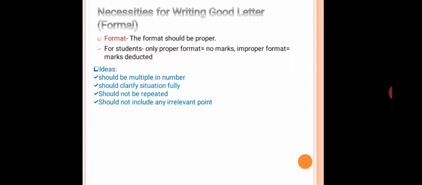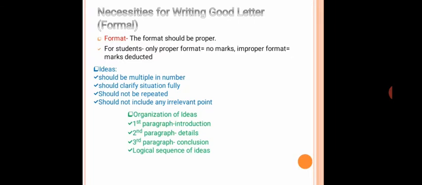The idea should not include any irrelevant point. All the ideas presented in a letter should be related to the topic and no irrelevant point should find place in a formal letter. The third important thing is organization of these ideas. The ideas should be organized properly. There should be a logical sequence in which the ideas have been presented in the letter.